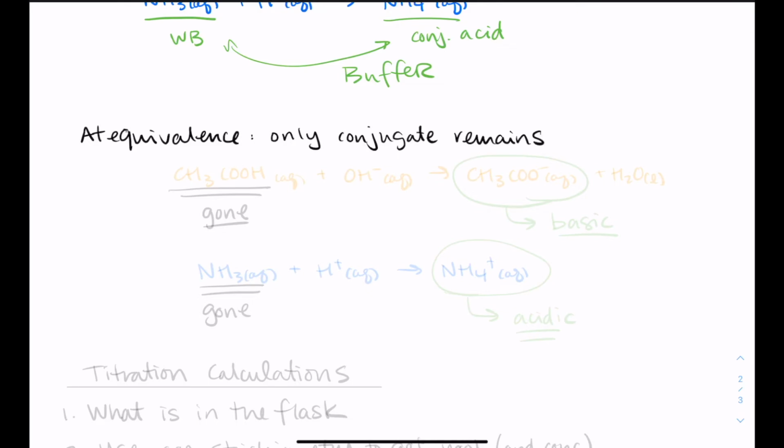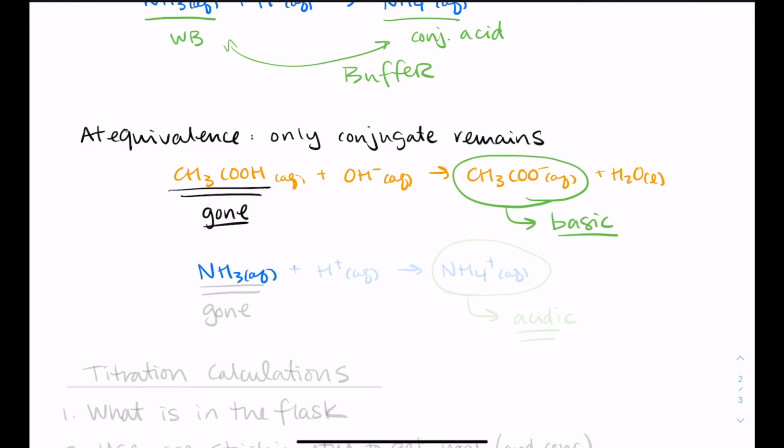So I have my same equations here. The acetic acid is completely gone at equivalence. So the only thing present that is affecting the pH of the solution is the acetate, which would make it basic. And then if it were the other titration, it would just be ammonium.